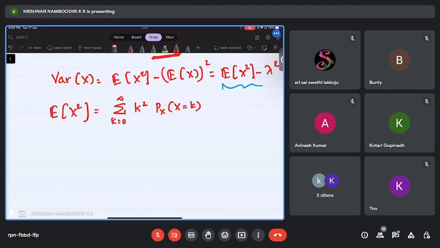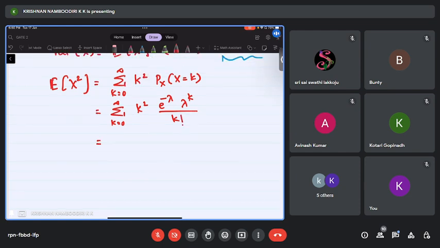So just like the previous definition in the continuous case, you have to square the values that the random variable takes. Okay, so which is equal to summation k equal to 0 to infinity k square into e power minus lambda, lambda power k divided by k factorial. So what will I do now is a simple trick: k square can be written as k square minus k plus k, right? So this I will write as k into k minus 1 plus k.